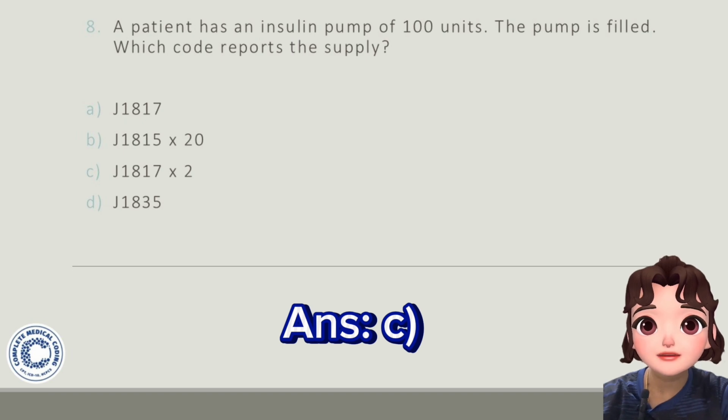What is J1815? Injection insulin per 5 units. No, we need insulin pump. And what is in option D? J1835. 1835 represents injection itraconazole 50 mg. No, we need insulin pump. So we got the answer as option C. J1817 times 2. Because in single code it is 50 units only. And in our question it is 100 units. So times 2.